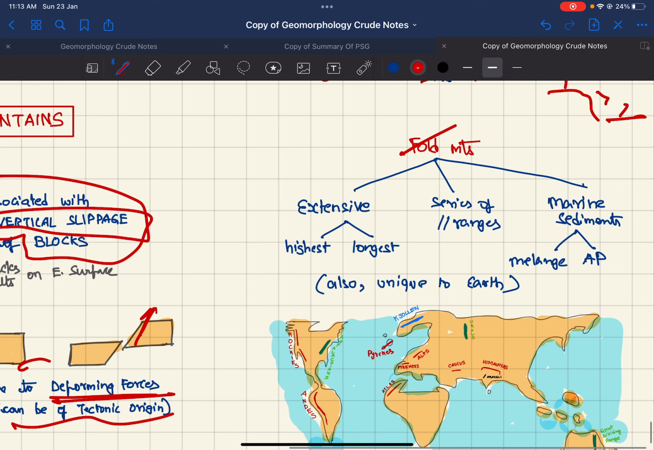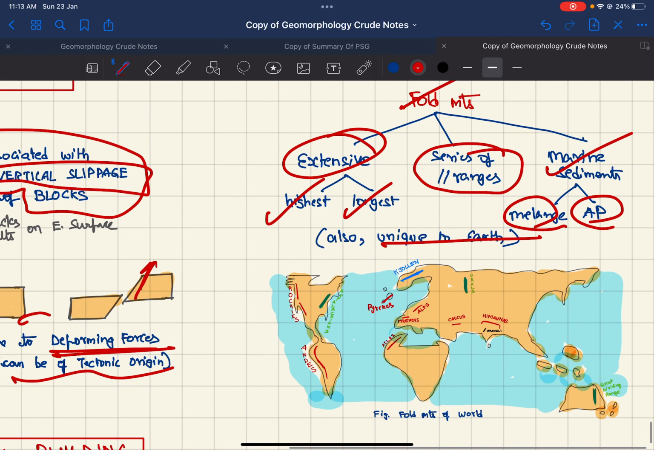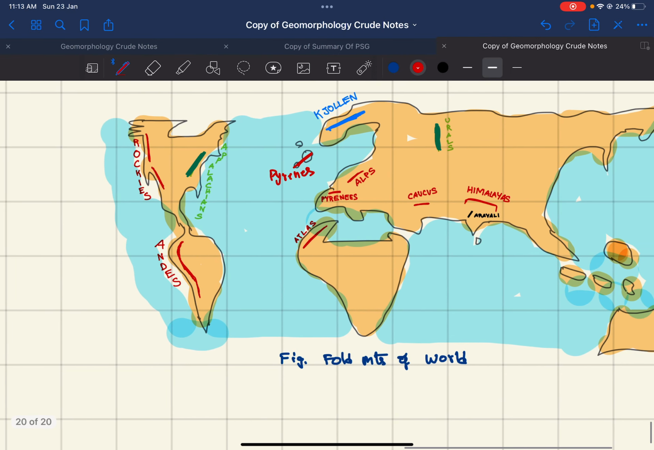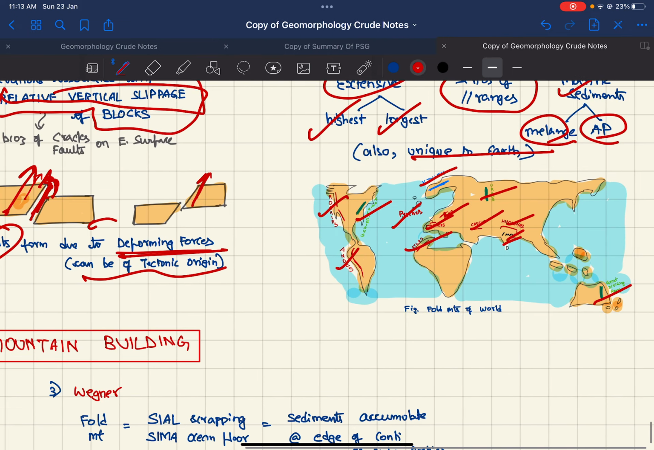Now coming to the fold mountains, these are very extensive, so they are very tall and very long chains. These are series of parallel ranges. They have marine sediments because of mélange and accretionary prisms. Also, they are unique to earth. We can see some of the fold mountains: Rockies, Andes, Appalachians, Pyrenees, Alps, Caucasus, Himalaya system, Aravalli, Eastern Ghats, Urals, Atlas, and Great Dividing Range. These are some of the fold mountains.